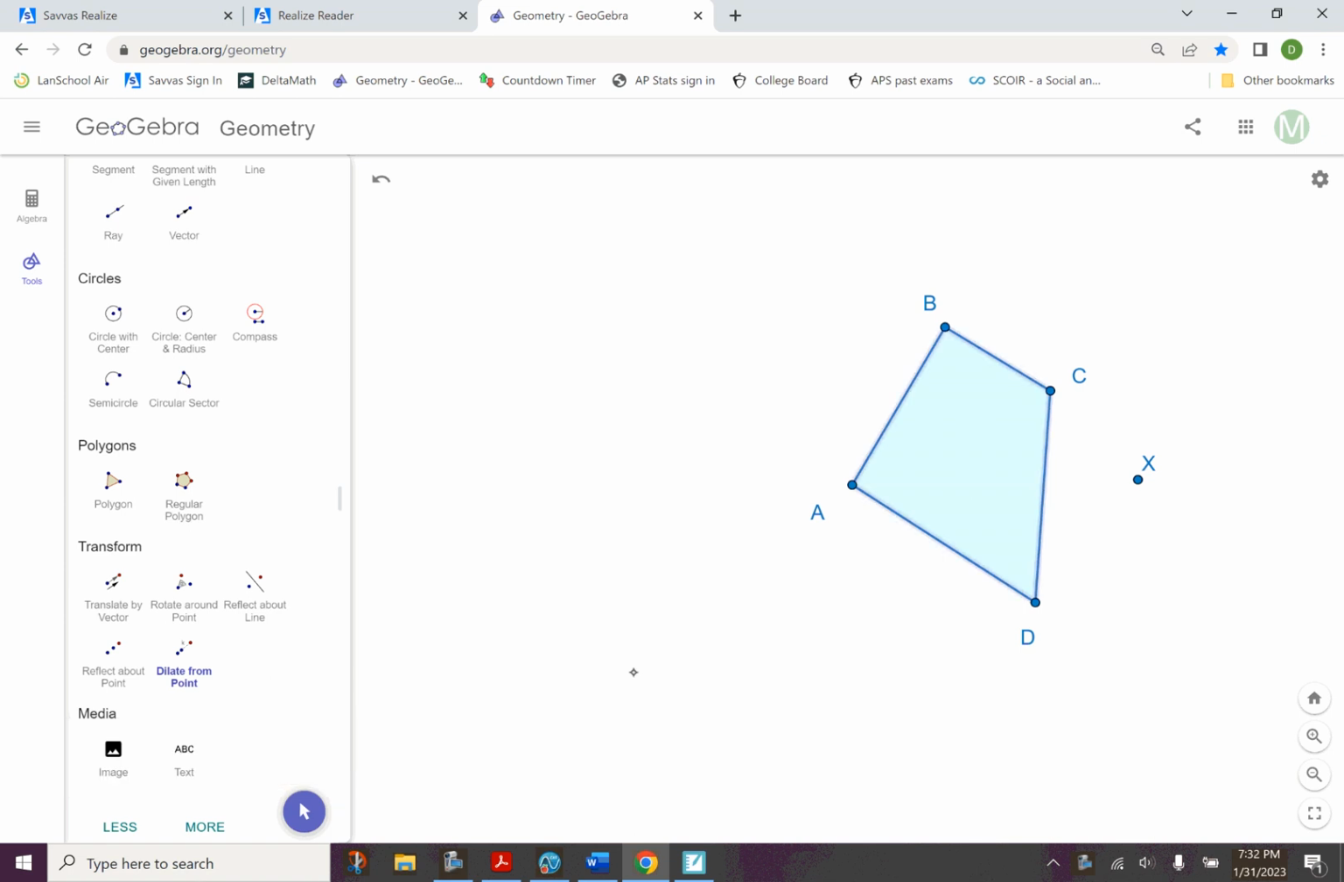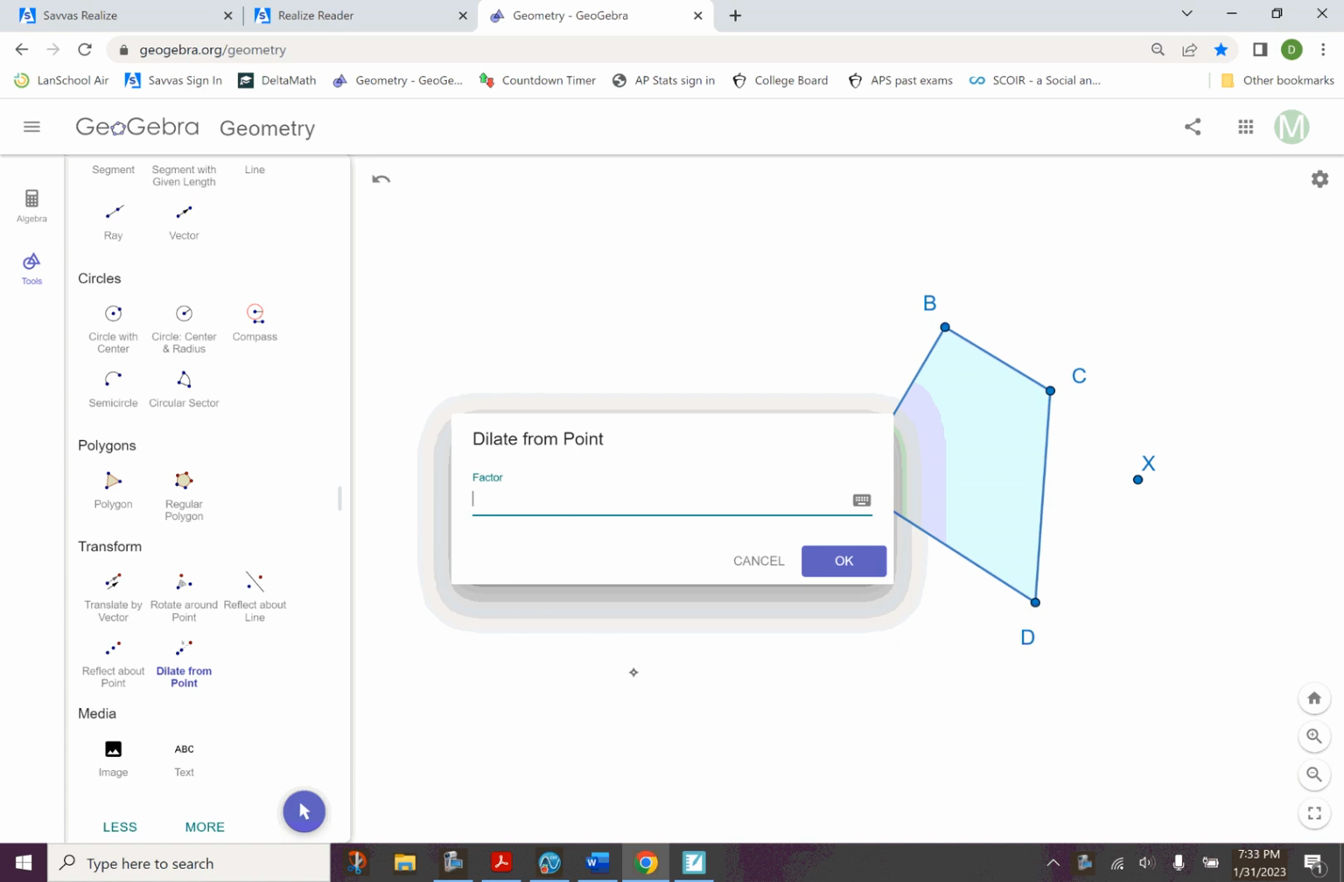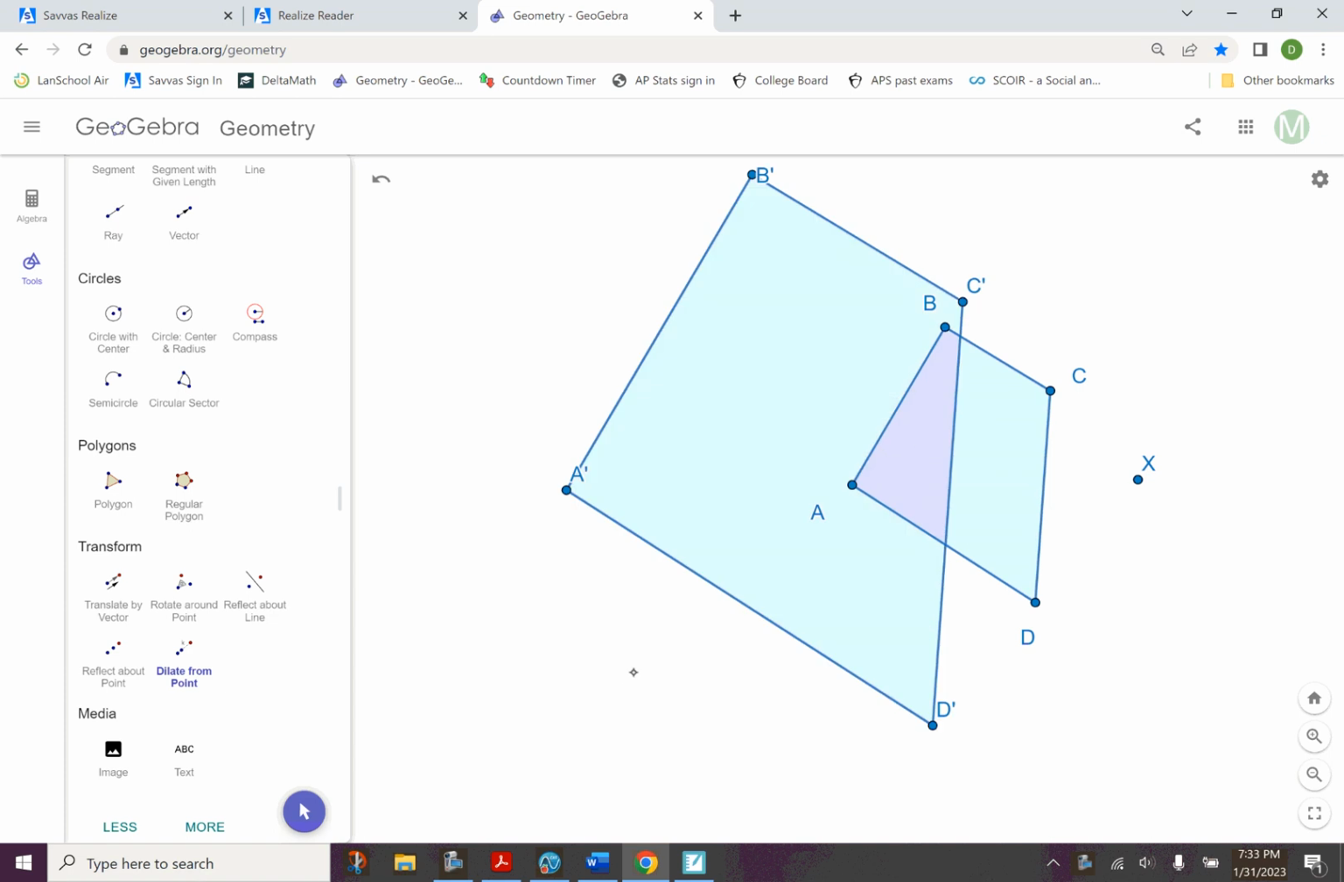So if I pick the figure and I pick point X, it's going to be referred to as the center of the dilation. That's a key bit of information that you need to know. And then we need the scale factor. So say I pick something simple like a factor of 2, boom. There's a figure that is similar to the original. Those two figures have the exact same shape, but clearly A prime, B prime, C prime, D prime has a bigger size.